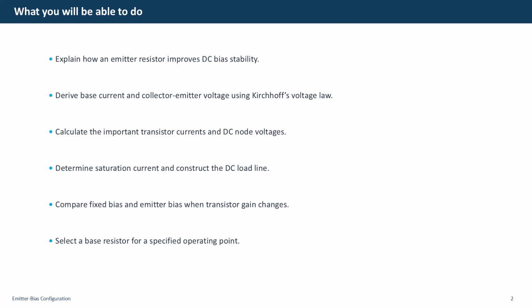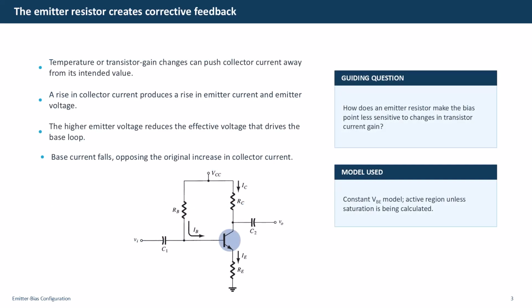We will compare emitter bias with fixed bias so that the improvement in stability is quantitative rather than merely descriptive. Finally, you will use a target operating point to calculate transistor gain and select the required base resistor. The prerequisites are the basic NPN current relations, Kirchhoff's voltage law, Ohm's law, and the DC rule that coupling capacitors behave as open circuits.